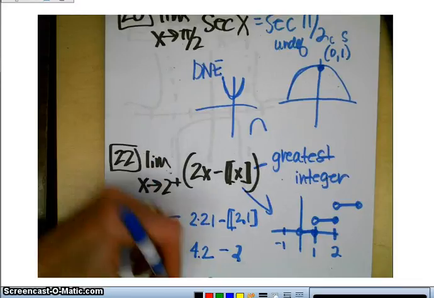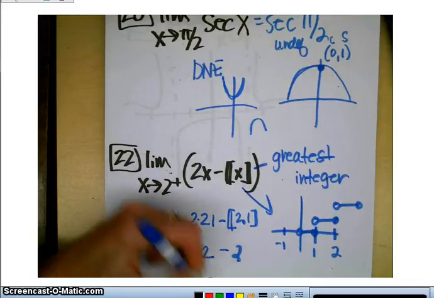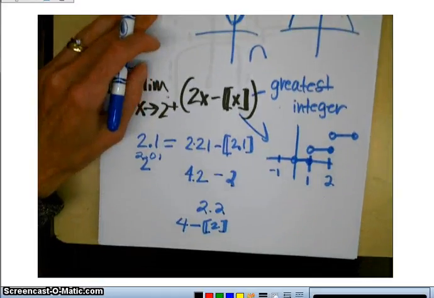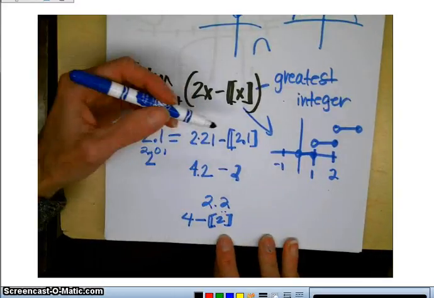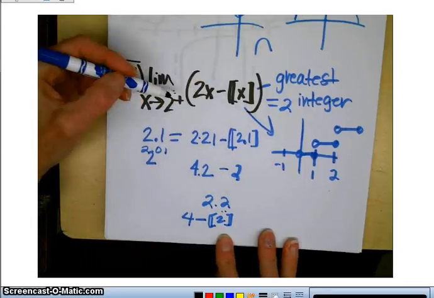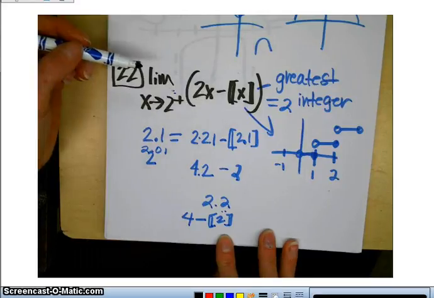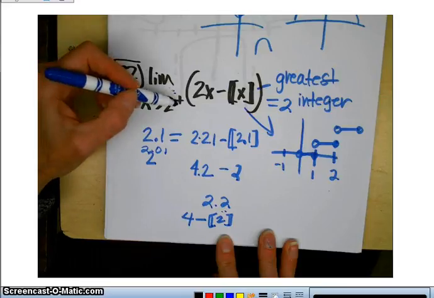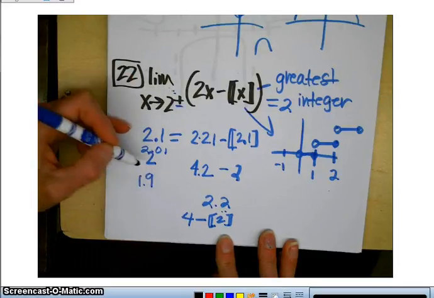But just try plugging 2 in. So 2 times 2 is 4. The greatest integer not greater than 2 is 2. So your limit is just going to be 2 here. All of these greatest integer functions will have a one-sided limit. But you have to remember how to plug it in. Okay, if this was going to 2 from the negative, you would have to put in numbers like 1.9 and see what happens.